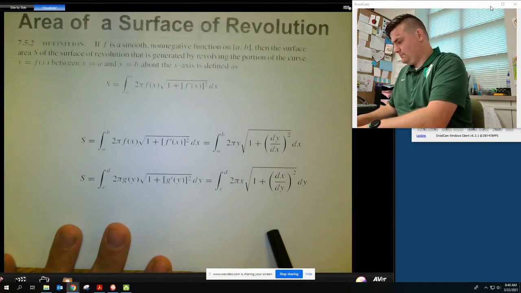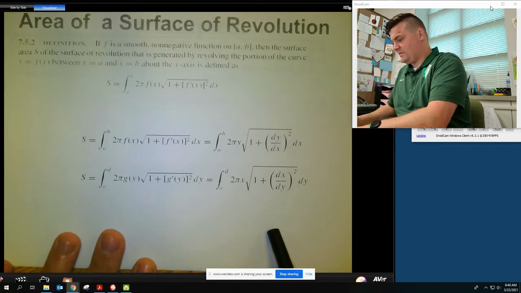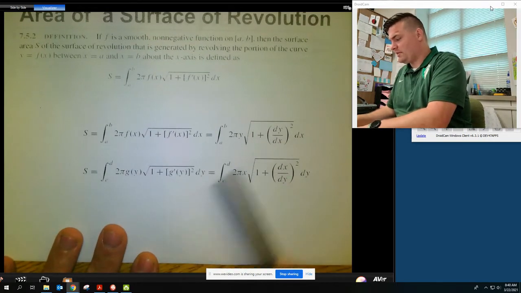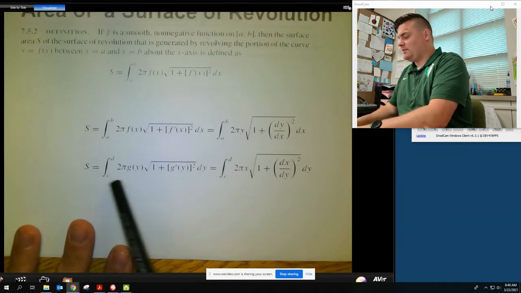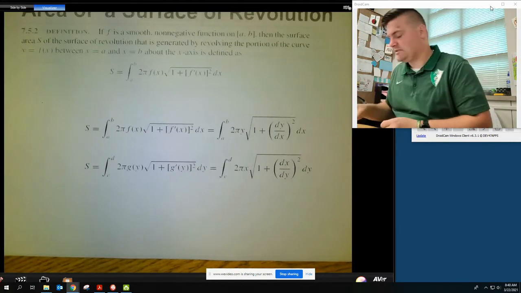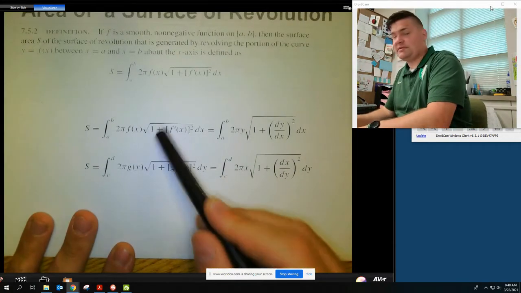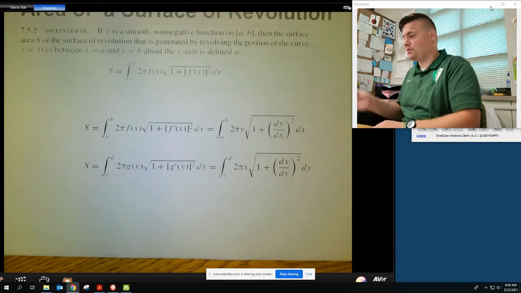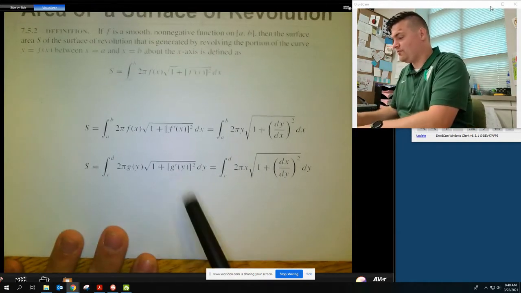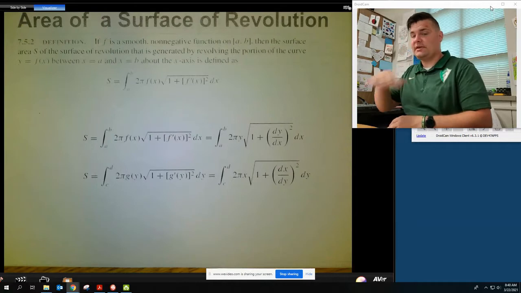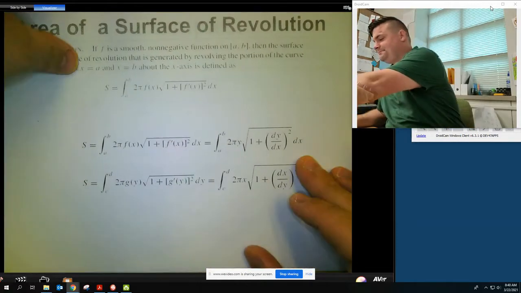And this is just different ways to write it right there. And then if you're going to find it going around the x-axis versus the y-axis, they have these two formulas. So when you rotate it around the y, you're going to use this one. Rotate around the x, or perpendicular, use the top one.